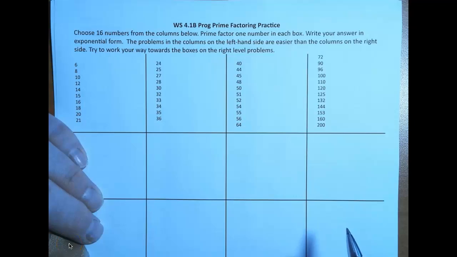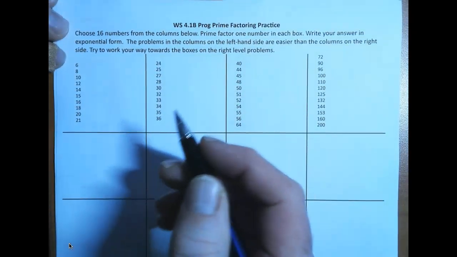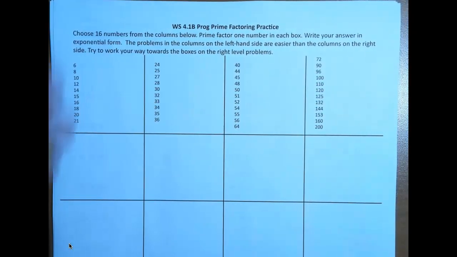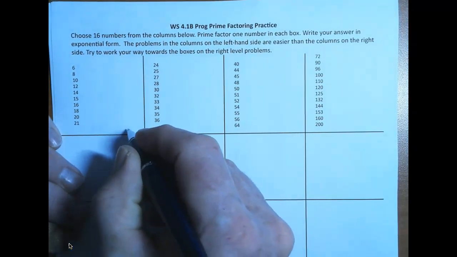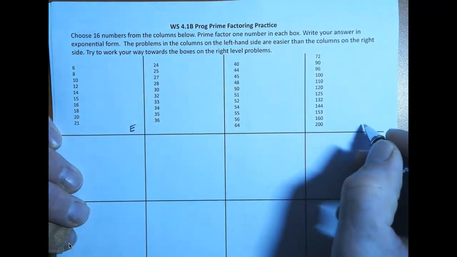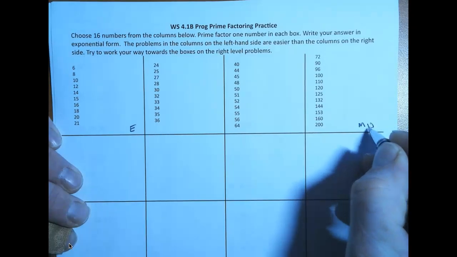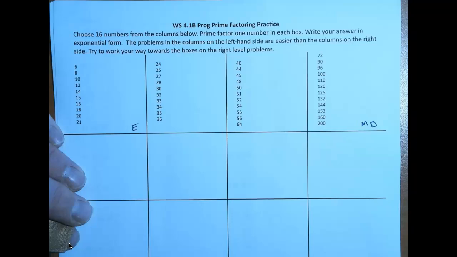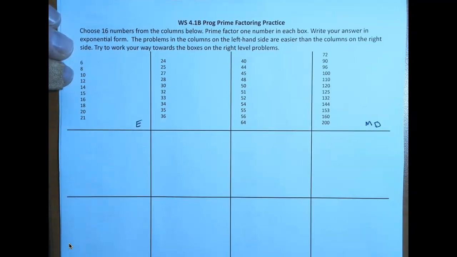Okay, here's a tutorial on 4.1b progressive factoring practice. On this page, you're going to choose 16 problems from the columns above. These will be the easiest problems, and these are going to be the most difficult problems. Basically, they just go by size, so I'll do some in each one. Let's go ahead and start and do a problem here.